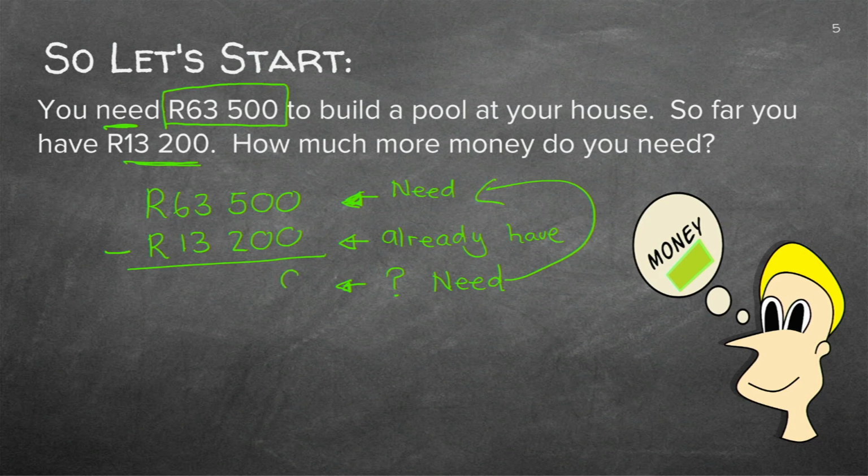And now I can subtract. 5 minus 2 equals 3, that's 0, and that is 5. So the answer will be 50,300 Rand is what I need more to build a pool and have enough money to build that pool. Now, let's look at this one.